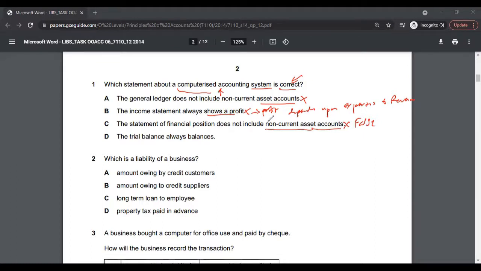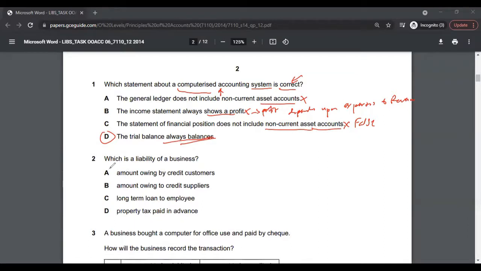So if you just read through these options A, B, and C, these are clearly wrong. Therefore, the answer has to be option D. The answer to multiple choice 1 is option D. The trial balance always balances when you're using computerized accounting system.